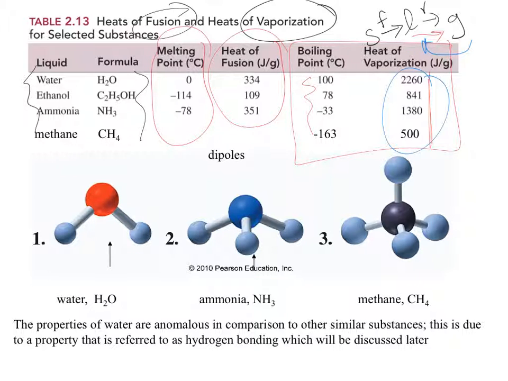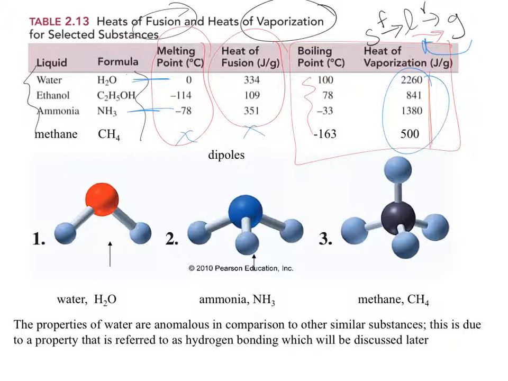And as you can see here at the bottom, the statement: the properties of water are anomalous in comparison to other similar substances. This is due to a property that is referred to as hydrogen bonding, which we're going to discuss later. So really, this last sentence points out, notice the differences in the melting point between, let's even just say water and ammonia, NH3. They're very similar in size.